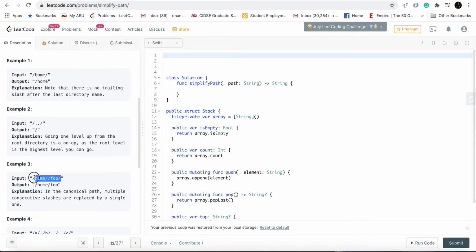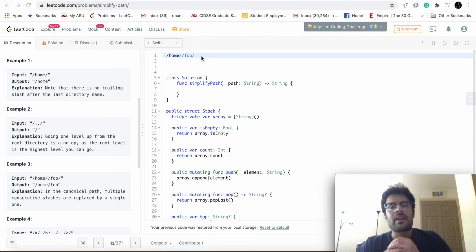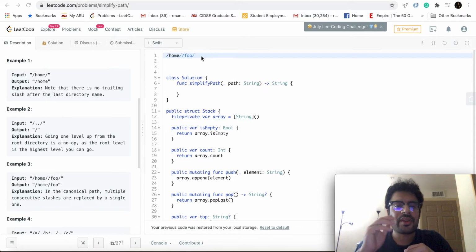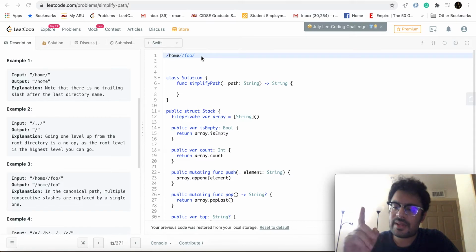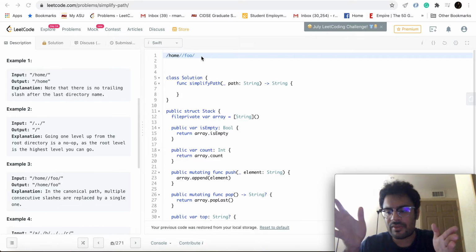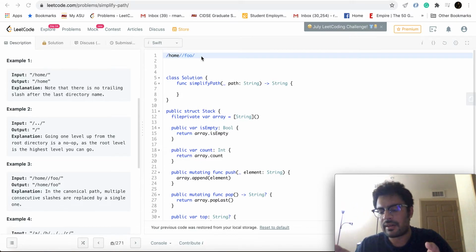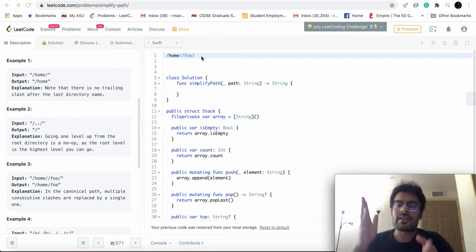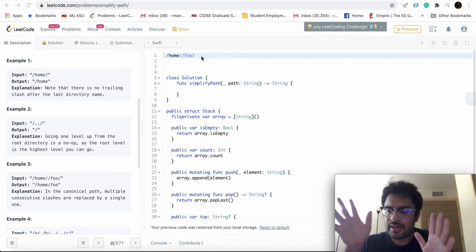So say we have this path. Now, a couple of things to remember. We have to process the file path from left to right. Also, replace all multiple forward slashes by a single forward slash, because multiple forward slashes are basically redundant. So that is one processing step that we have to do.